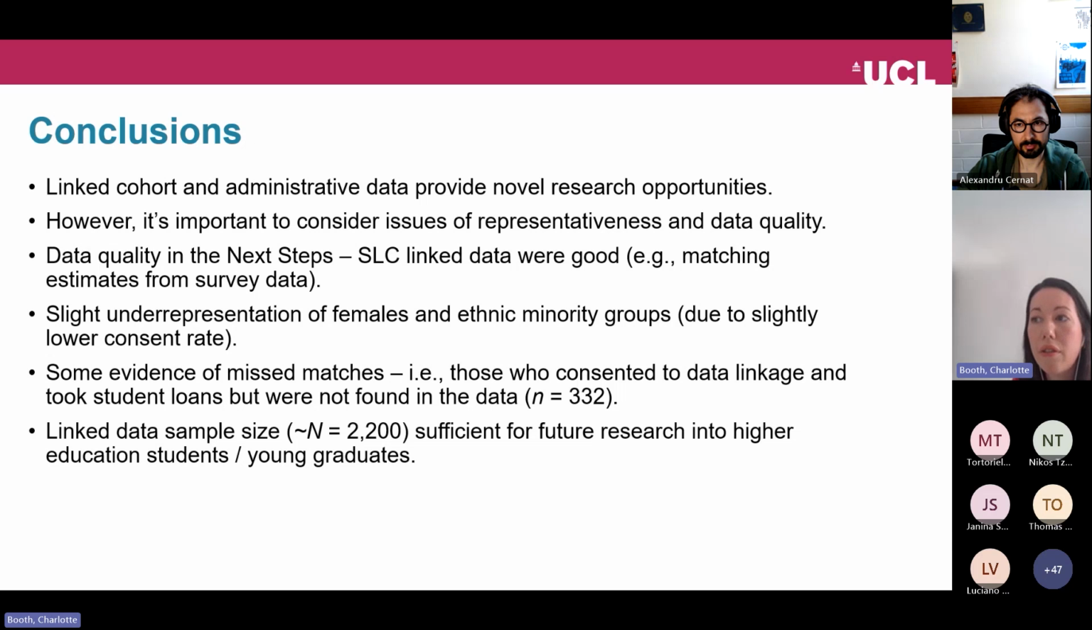However, there was a slight underrepresentation of females and ethnic minority groups, probably due to the slightly lower consent rate in these groups. And we found some evidence of mismatches, so people who consented to the linkage and said they took a student loan but weren't found in the data. However, we think that the linked data sample size of around 2,200 is sufficient for conducting future research into higher education students and young graduates.